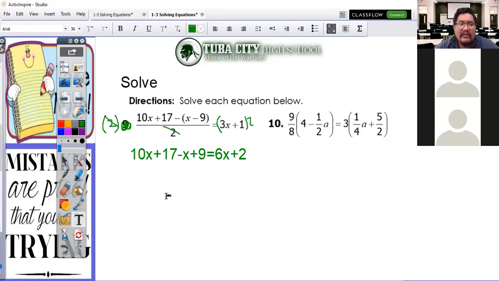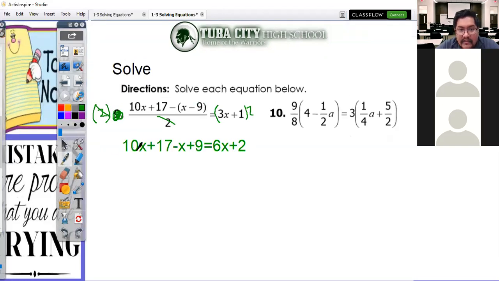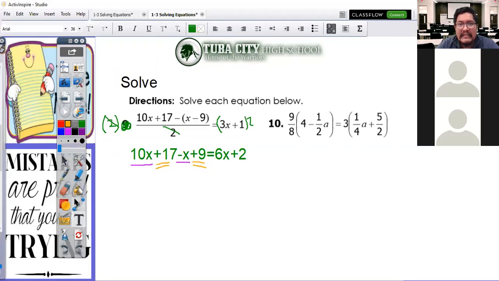So now we have a couple of different things. Now I have a lot of terms on this side. So I have an x term, right? So there's 2 x's, and now I also have 2 constants that are, again, numbers without variables. So I have to put these together first. So that's step 2. Simplify both sides.